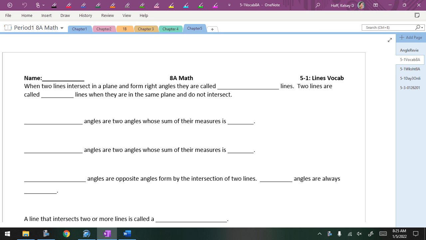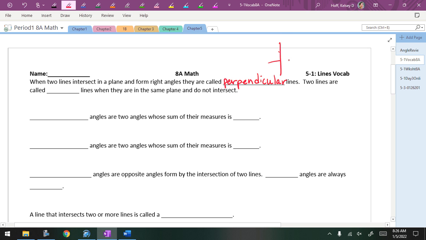When two lines intersect in a plane and form right angles, they are called what type of lines? You're right, they're 90 degrees. Two lines that cross and make perfect 90 degrees. Perpendicular, perpendicular. P-E-R-P-E-N-D-I-C-U-L-A-R. Perpendicular. They're the lines that form that corner there.